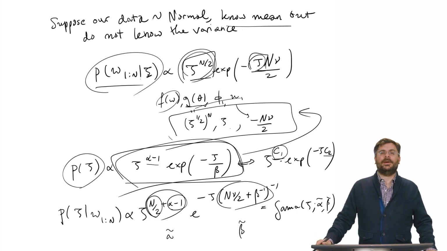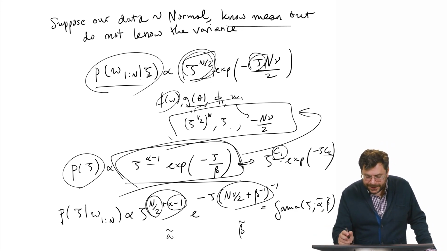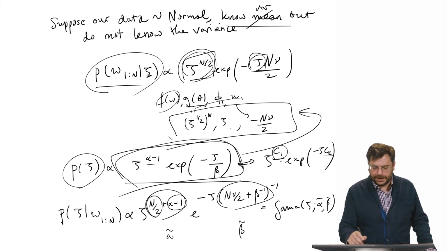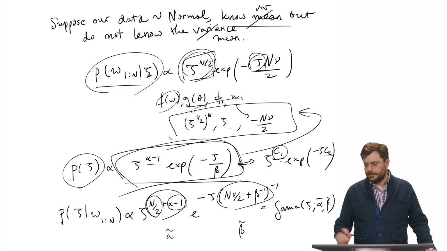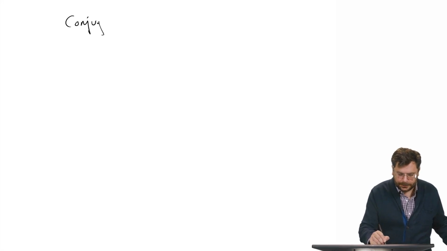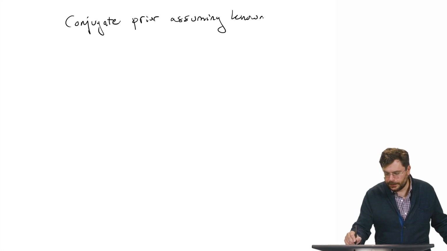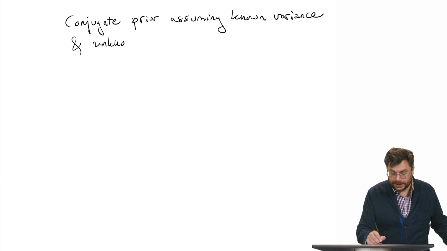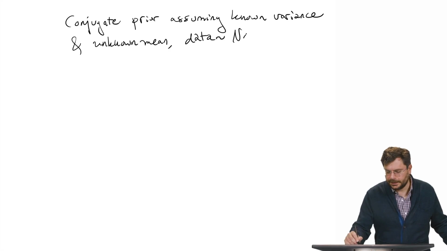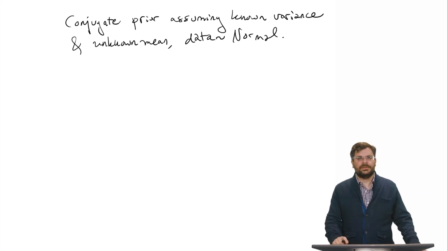The next obvious example we can do is the opposite case, where we know the variance, but we don't know the mean. So let's do that very simple example, which is the conjugate prior, assuming known variance and unknown mean, and of course still assuming that the data itself is drawn from a Gaussian.